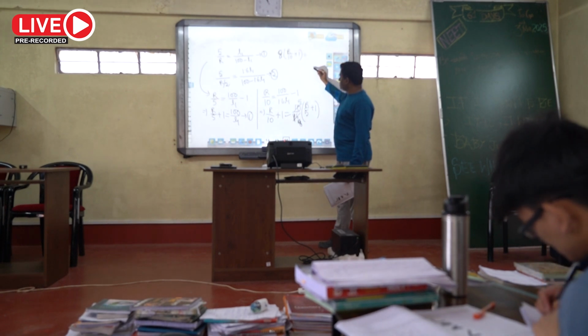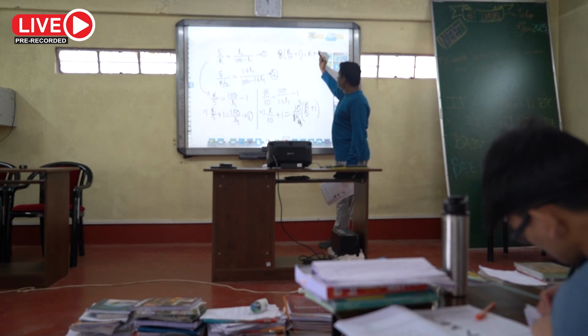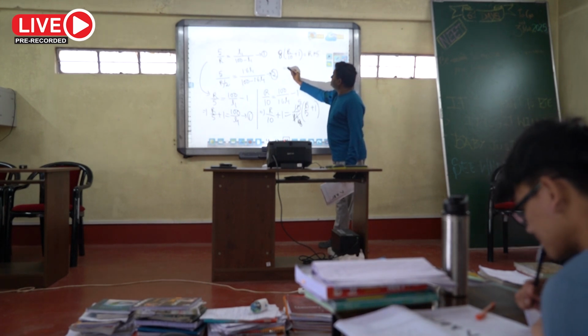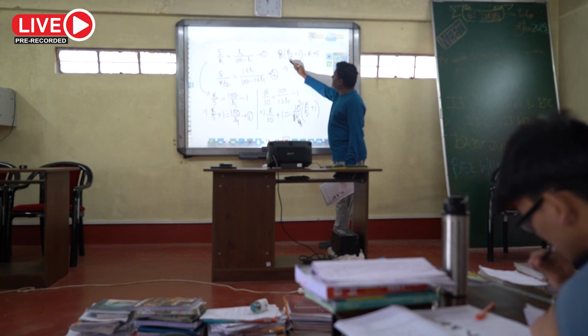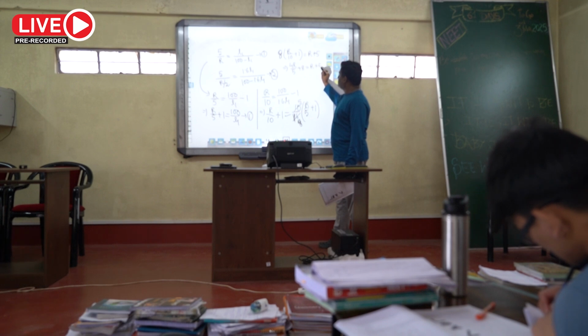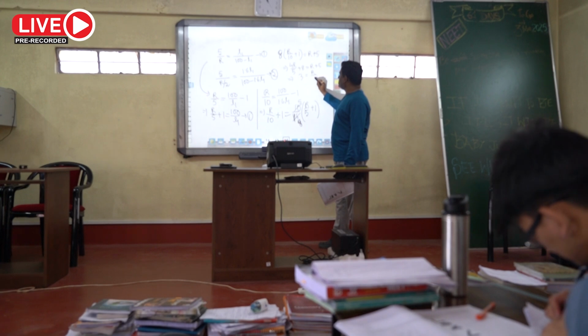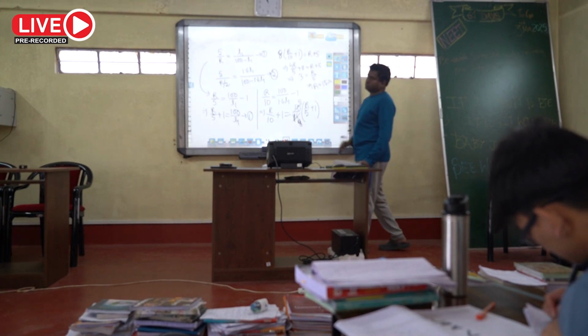8 into R by 10 plus 1 equal to 5 into R by 5 plus 1, that is R plus 5. So it will be 8R by 10, 8R by 10 means 4R by 5 plus 8 equal to R plus 5. So it will be 8 minus 5, that is 3 equal to R minus 4R by 5, that is R by 5. So R equal to 15 ohm.